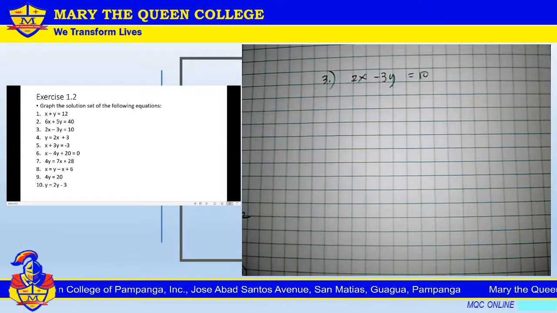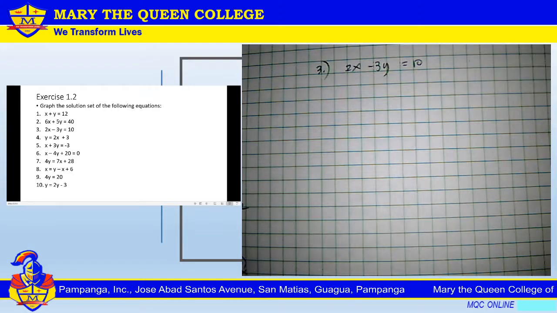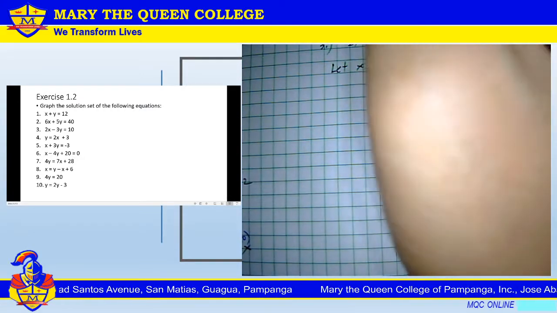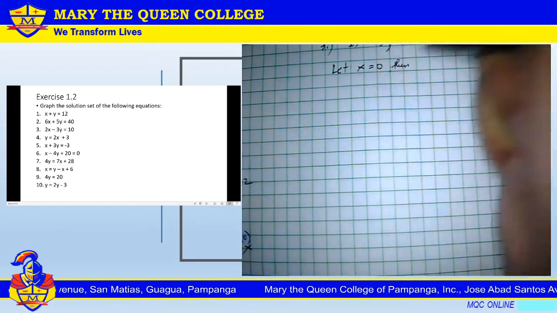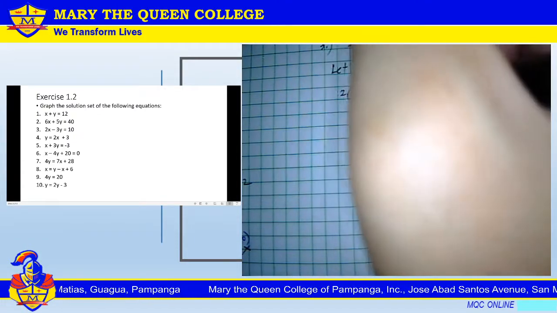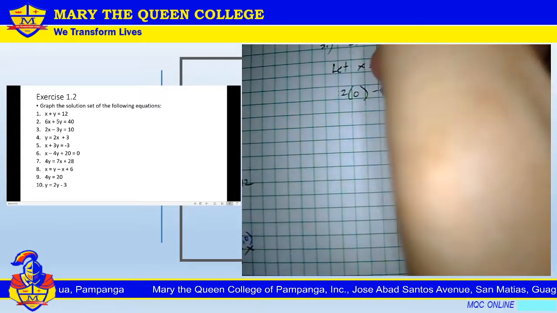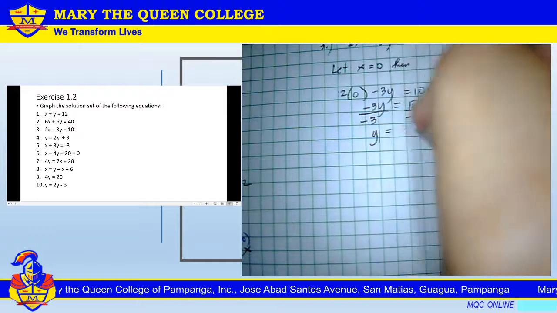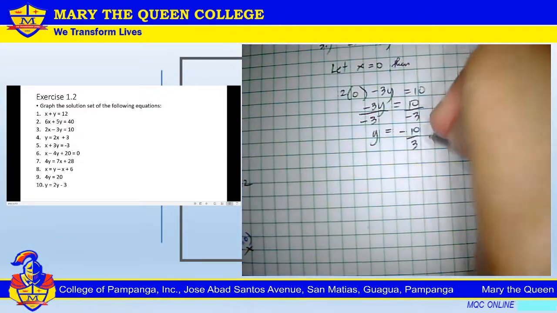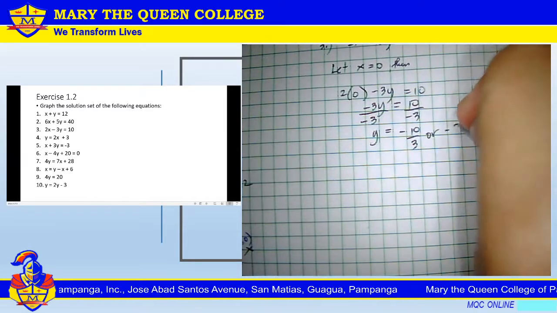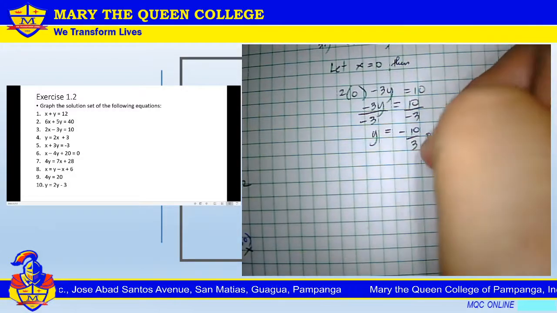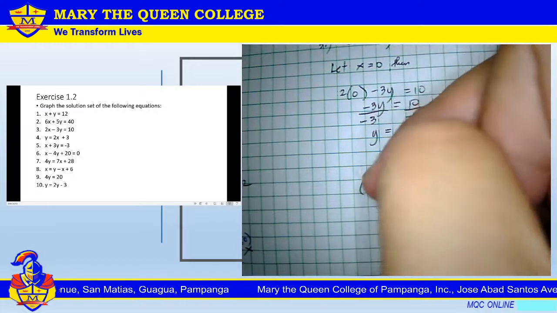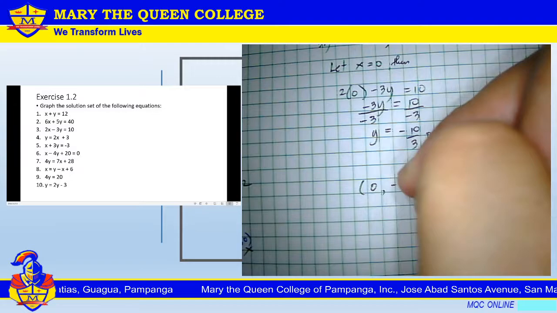Sometimes our given linear equations are not exact, but the process is still the same. Okay? So for this, we'll determine the x and y intercept. So for the y-intercept, let x be equal to 0. Then we have 2 times 0 minus 3y is equals to 10. Simplifying it further, we have negative 3y is equals to 10. Dividing both sides by negative 3, we get y is equal to negative 10 over 3. Or if you will simplify it, we have negative 3 and 1/3. Or it can be negative 3.33. So for our ordered pair, we will have 0 and negative 10 over 3.